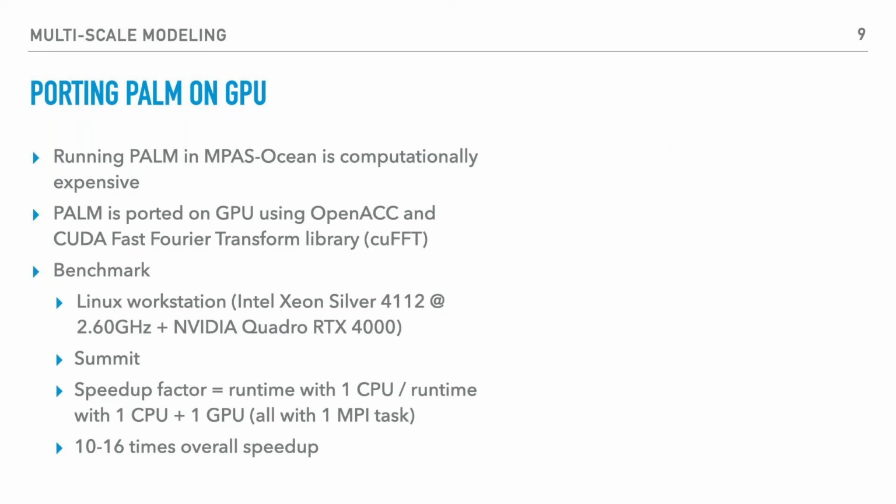Basically, the first is a Linux workstation with some state-of-the-art hardware, and also I'm going to benchmark it on Summit. So here I define the speed up factor as the runtime with one CPU over the runtime with one CPU plus one GPU, always one MPI task. Although this is not a fair comparison or fair measure of the speed up for using GPU, I find this measure is useful for our purpose.